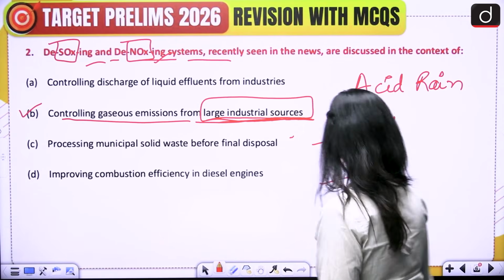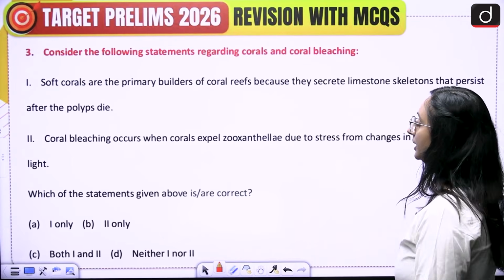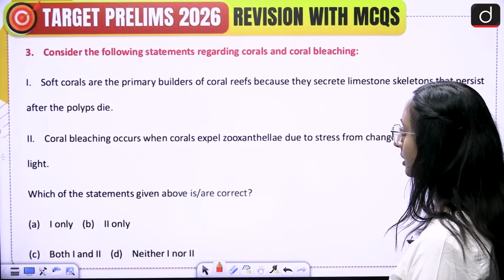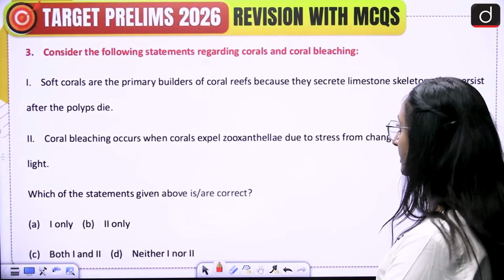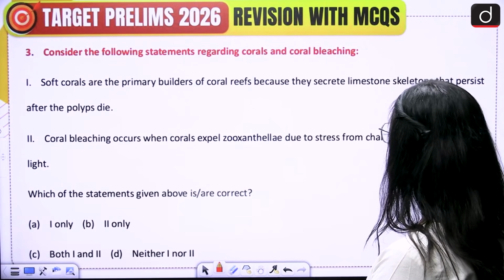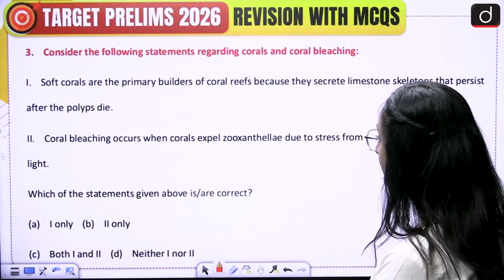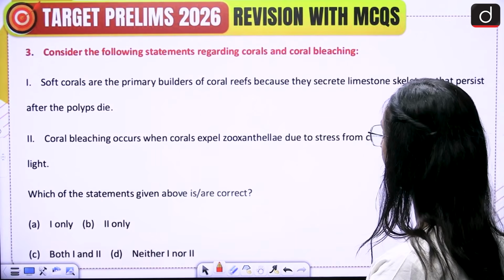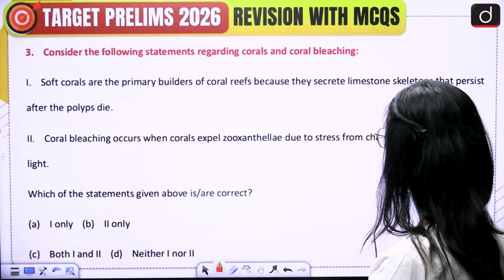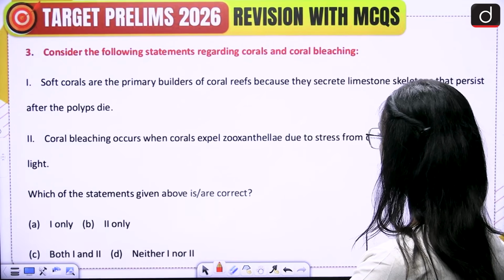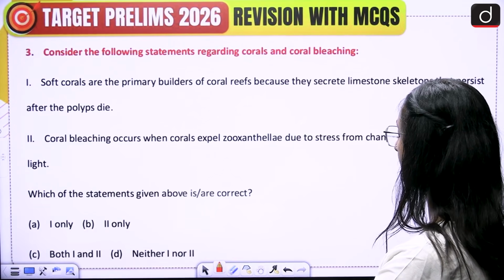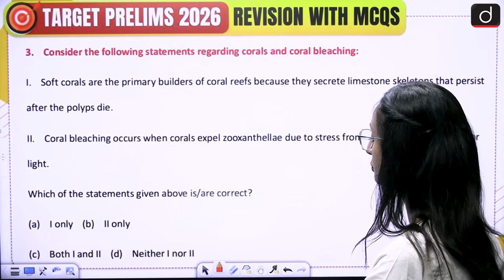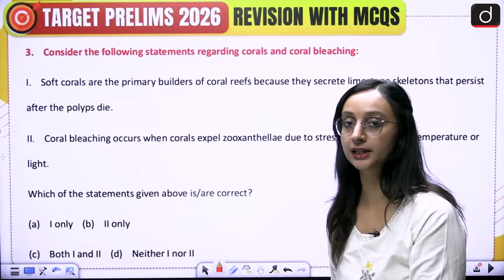Okay. So moving on to question number 3. Consider the following statements regarding corals and coral bleaching. 1. Soft corals are the primary builders of coral reefs because they secrete limestone skeletons that persist after the polyps die. 2. Coral bleaching occurs when corals expel zooxanthellae due to stress from changes in temperature or light. Which of the statements given above is or are correct? A. 1 only, B. 2 only, C. Both 1 and 2, or D. Neither 1 nor 2. Please attempt this question.